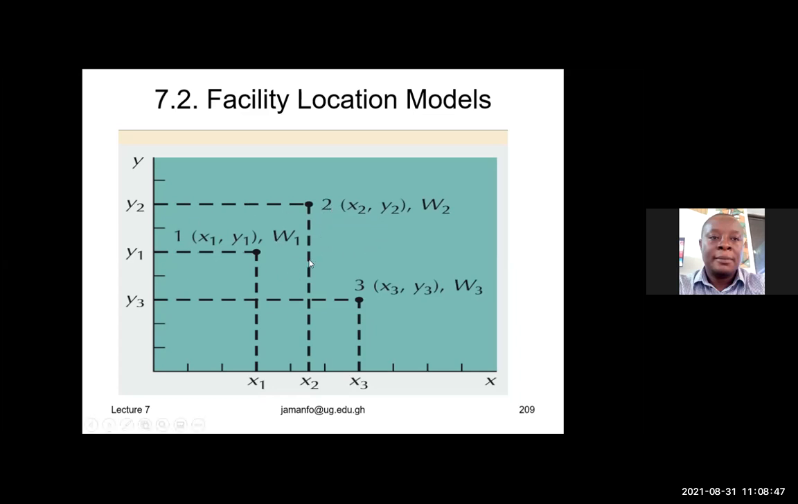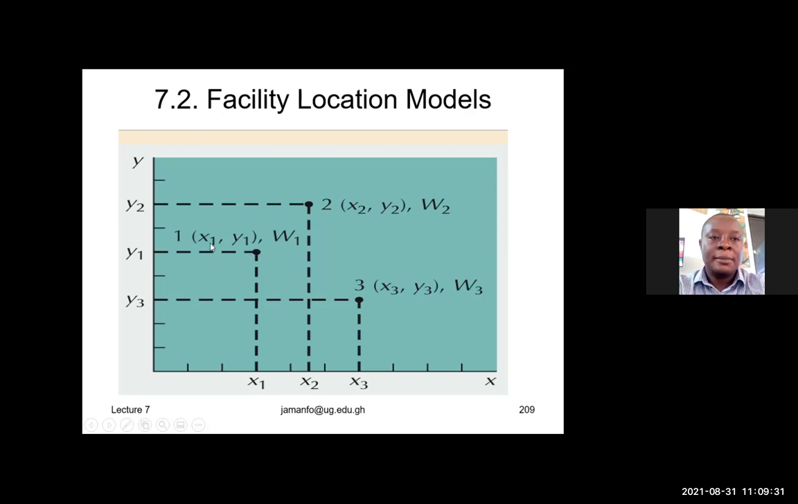In this example, the chart which is appearing on your screen now, how many locations do we have? Three. Yes, we have three. We have location one, which has X1, Y1. And those of you who have done geography before, this is how we write the coordinate, X, Y, for a location on a map. So for location one, X1, Y1, and then you see W1 behind it, which is the weight of shipment from this particular location.